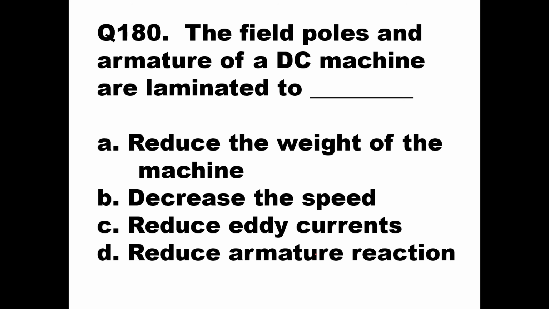Now, this type of lamination theory we have also seen in the transformer course. So laminations of the armature or the field poles are done mainly to reduce eddy current. The induced current, whatever will be there because of magnetic induction, has to be reduced. So here option C will be the right answer, reduce eddy currents. So the field poles and armature of a DC machine are laminated to reduce eddy currents.